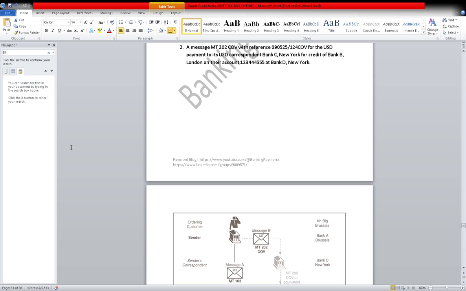The announcement is sent to the beneficiary bank to announce that funds are coming for a specific beneficiary. This announcement, MT103, says that funds are coming for a specific beneficiary. This is called an announcement. The announcement does not carry the funds. Okay, I'm repeating again: MT103 is only an announcement, meaning it does not carry the funds.